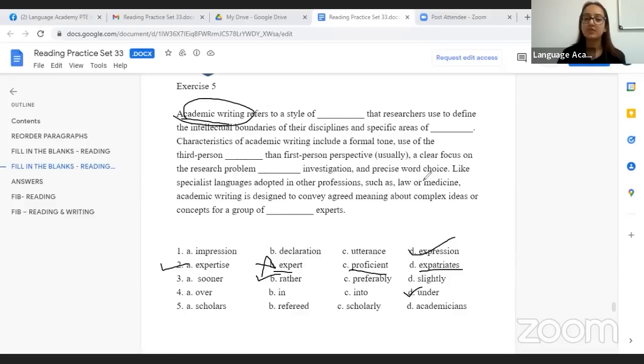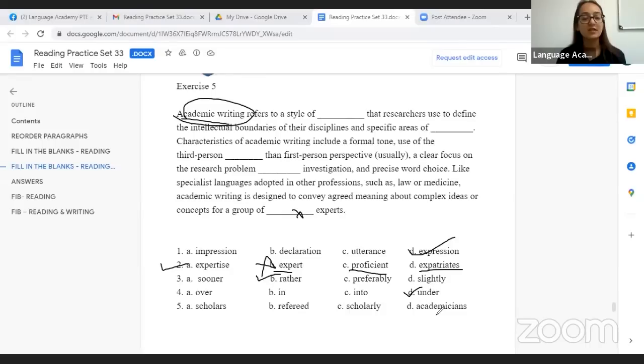And precise word choice. Like specialist languages adopted in other professions such as law or medicine, academic writing is designed to convey agreed meaning about complex ideas or concepts for a group of experts. So group of experts are the people. Which kind of experts? Group of scholars experts, but scholars means people, and scholars is itself a noun. We cannot write two nouns together. Scholars and experts make sense. Scholars experts cannot make sense.